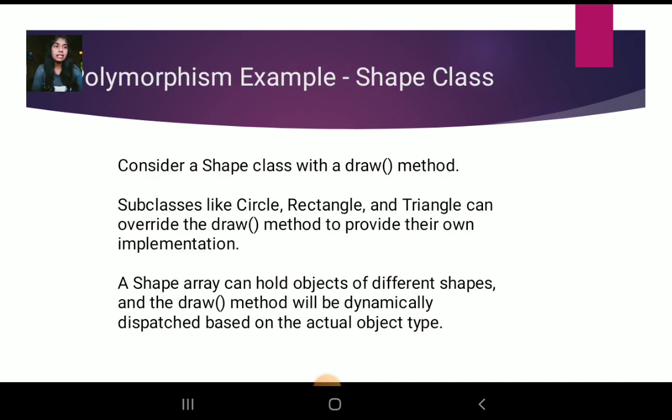Polymorphism examples. Shape class. Consider a shape class with the draw method. Subclasses like circle, rectangle and triangle can override the draw method to provide their own implementation. A shape array can hold objects of different shapes and the draw method will be dynamically dispatched based on the actual object type.